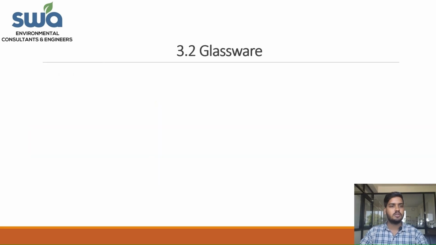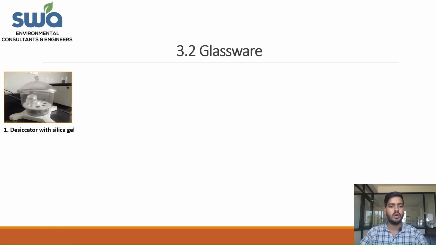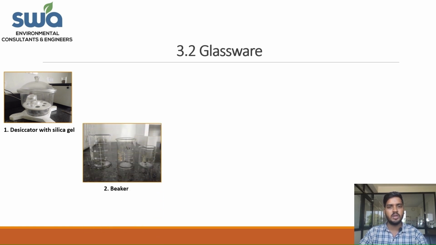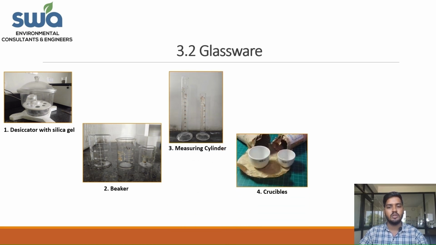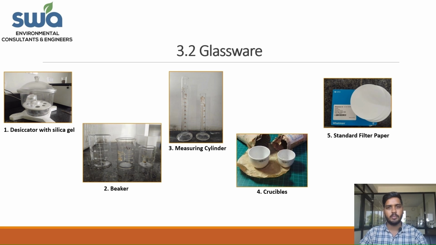So in instruments we have seen, and now let's see which type of glassware we will require. Firstly, we will require a desiccator containing silica gel. The desiccator will provide the desiccation, and silica gel will soak up the moisture from filter paper, beaker and crucibles. These beakers will contain the sample for measurement of TDS. The measuring cylinder is to measure the sample. This silica crucible will be used to measure the VSS and FSS. And lastly, we will require the standard filter paper, which will be used to measure the TSS.